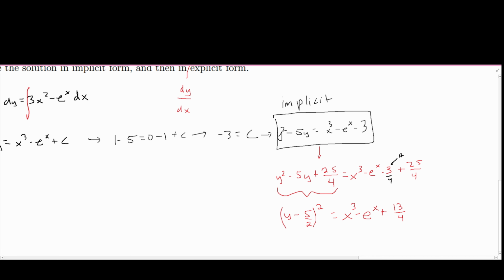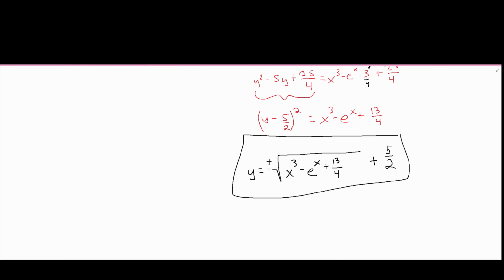Now we're going to square root both sides to get rid of the square on the y. And then we're going to add a 5 over 2 to both sides to get y by itself. So after we do everything, we are going to get y is equal to the plus or minus of the square root of x cubed minus e to the x plus 13 over 4. And then outside of the square root, we're going to have a plus 5 over 2. And that is our explicit solution.